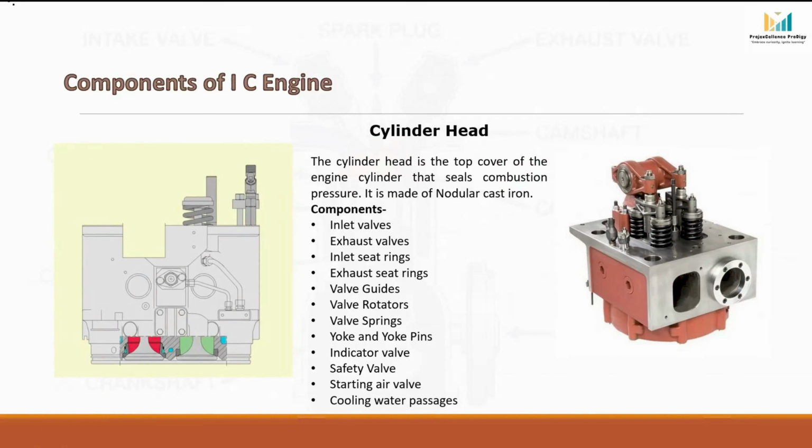Cylinder head. The cylinder head is mounted on top of the engine block and cylinder liner. It closes the cylinder from the top and forms the upper part of the combustion chamber. During engine operation, the cylinder head is exposed to extremely high temperature and pressure generated during combustion. Therefore, it must be strong, accurately machined, and properly cooled. Cylinder heads are commonly manufactured from cast iron or alloy steel because these materials provide high strength and excellent resistance to thermal stresses.